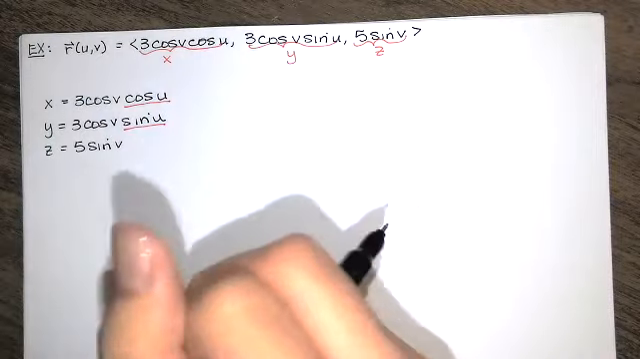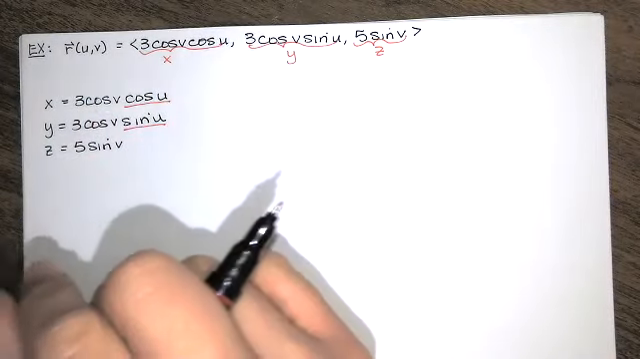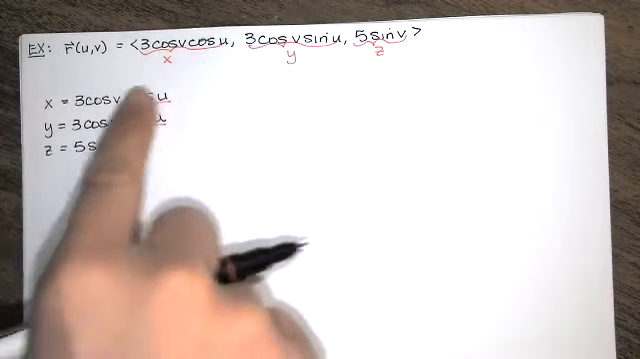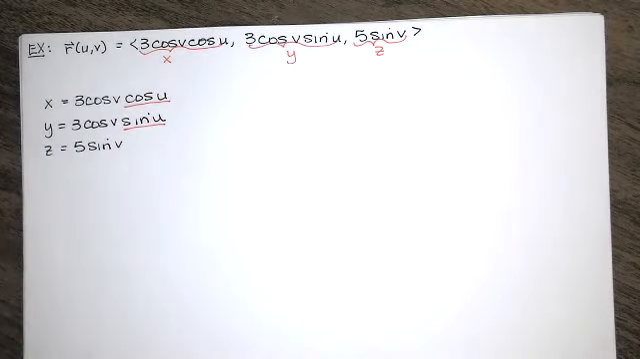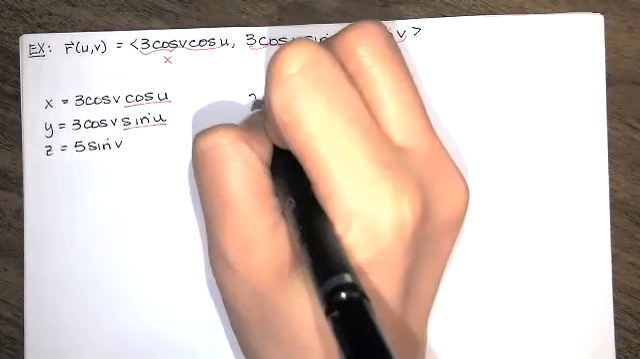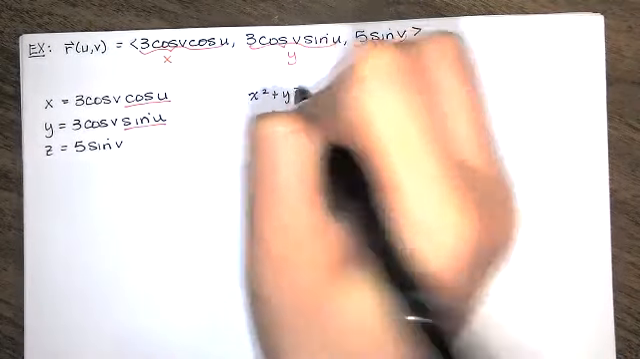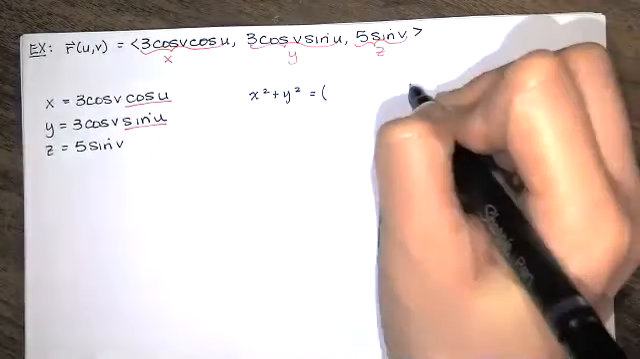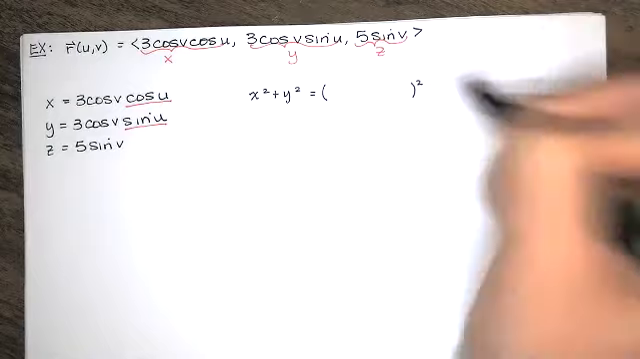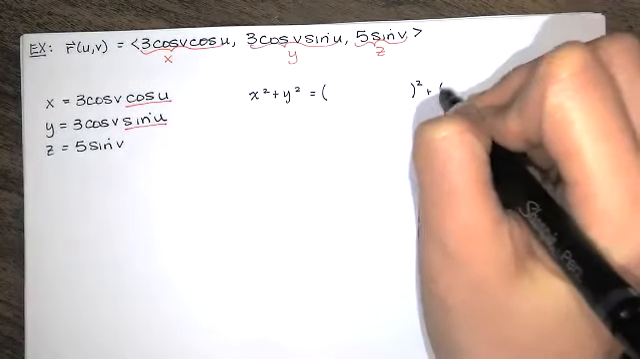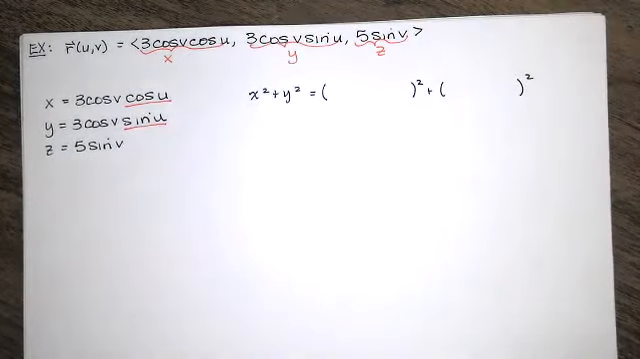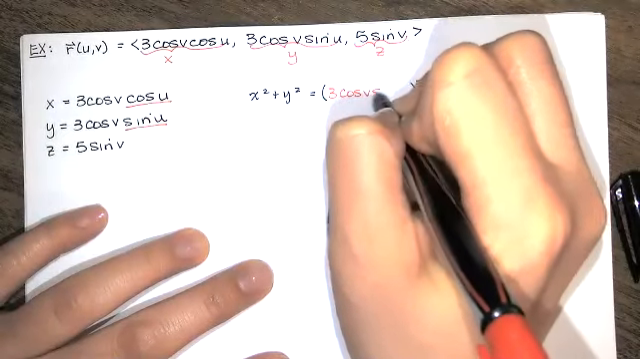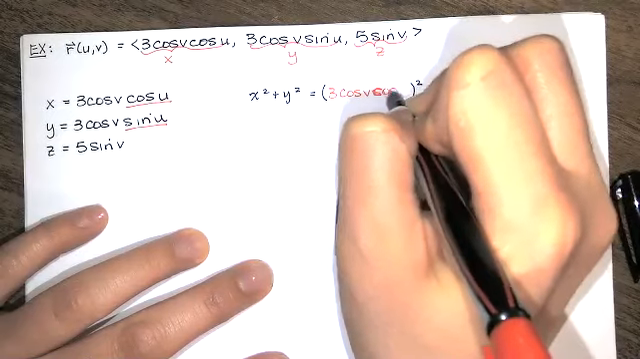Or rather than doing that algebraic manipulation, which leads to fractions, I could just take the x and the y and square them and add them together, and that should get rid of the cosine and sine. Let me show you what I mean. Cosine and sine of u anyway, those cosines of v are still going to be there. So I replace the x with 3 cosine of v cosine of u. I replace the y with 3 cosine of v sine of u.